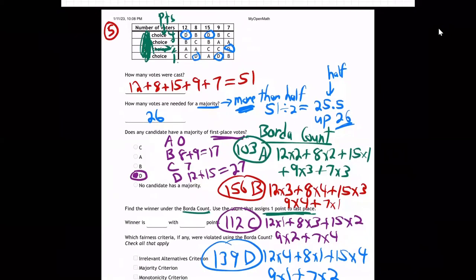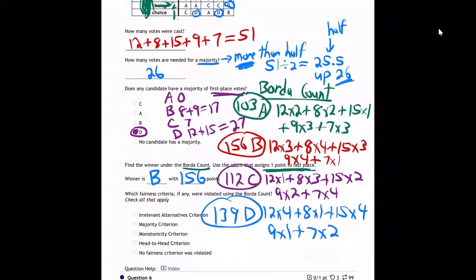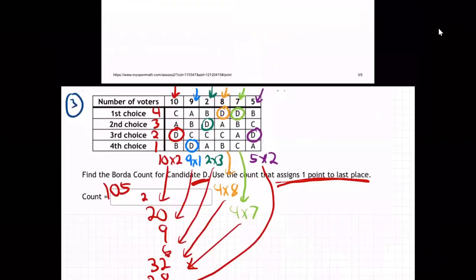So anyway, let's get back to this question. So who's the winner with Borda count? The winner is B as in boy. Whoops, I can't make a B there. B as in boy with how many? 156 points, if I didn't do my math wrong. So what does that mean? One of our fairness ideas has been violated. Let me show you which one.